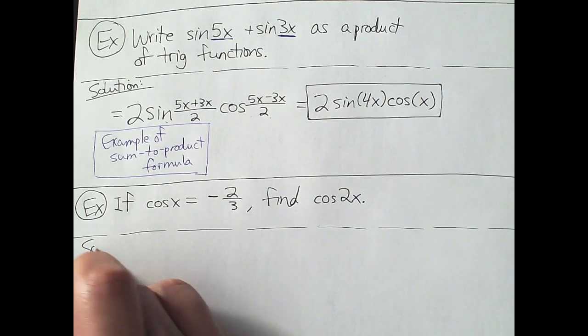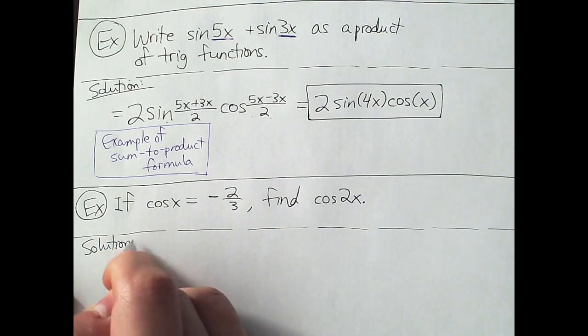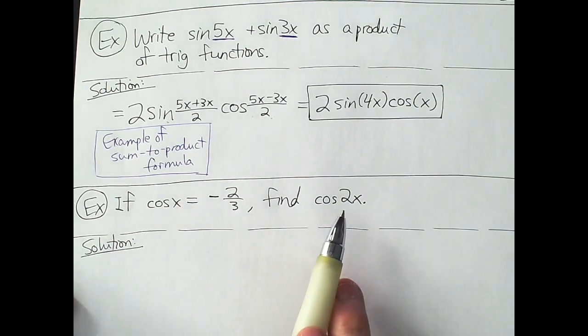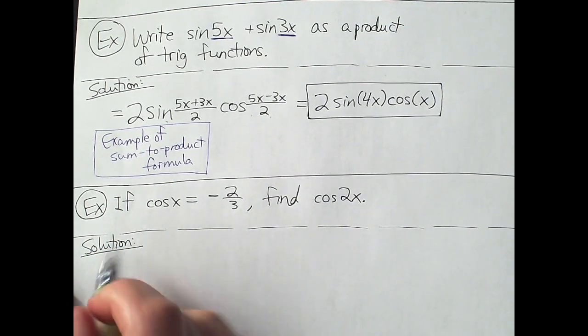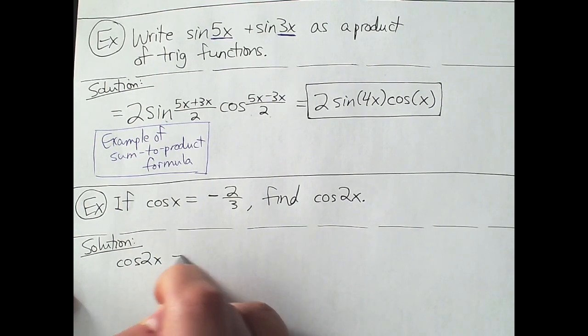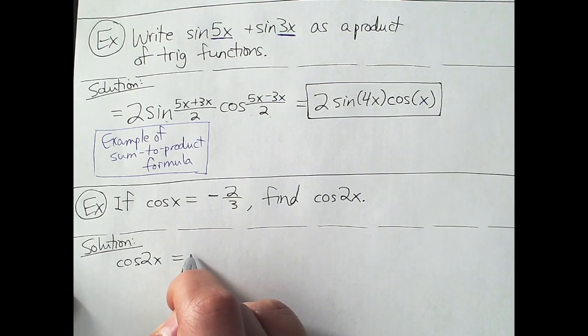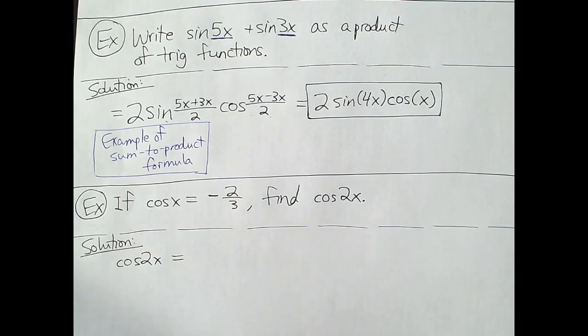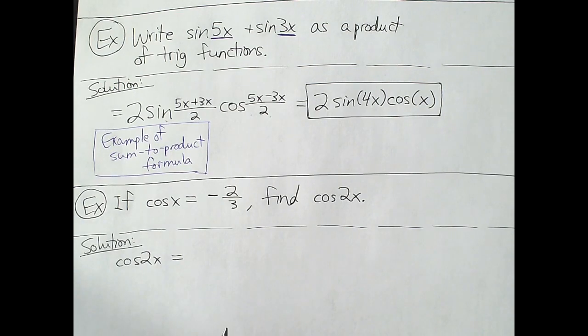Let's try to do this using one of the identities from today. We want to find cosine of 2x, and we have an identity from earlier today that says cosine of 2x equals, there's actually three different right-hand sides, right? I'm looking at the reference sheet and I'm looking at the double angle formulas. Cosine of 2x equals three different things. Of those three things, which one do you think is going to be the most helpful?